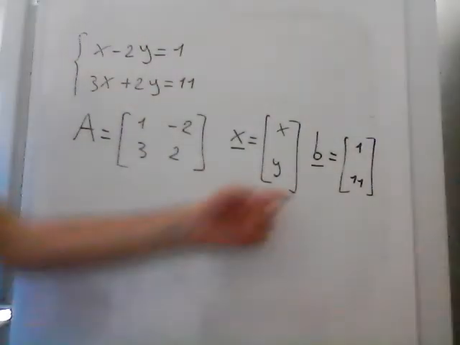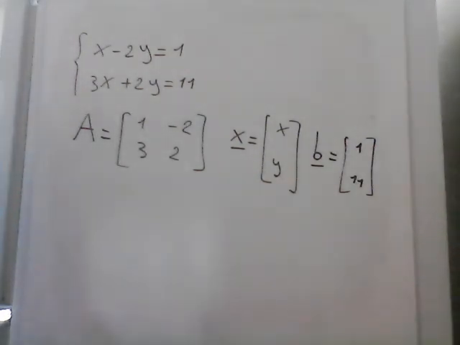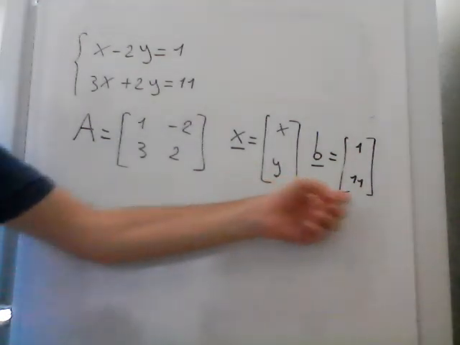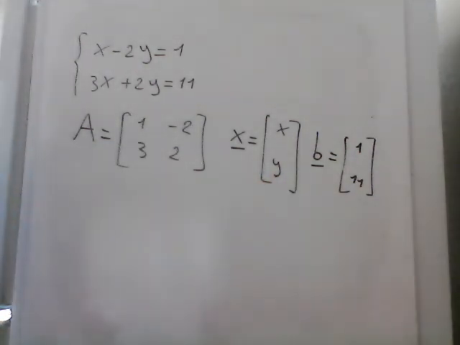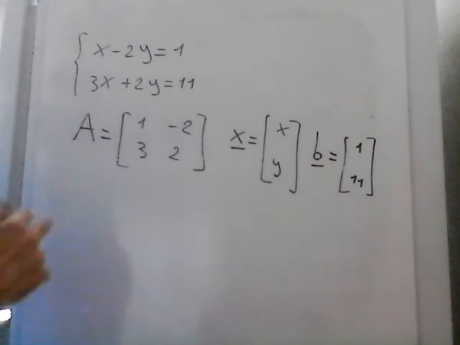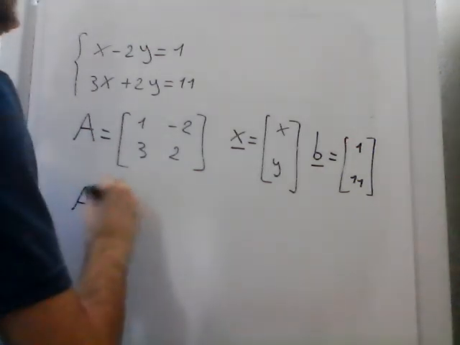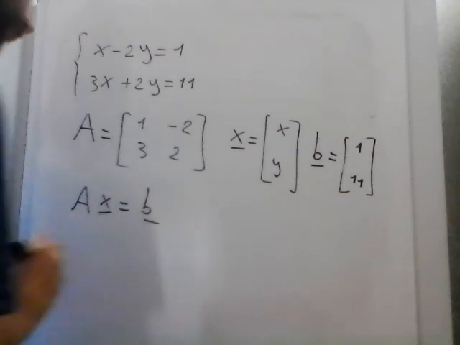So in this particular case, these two column vectors have the same number of components, but in general they can have a different number of components, because it depends on how many equations and how many variables you have in your linear system. And we can write this linear system in this way: Ax = b.